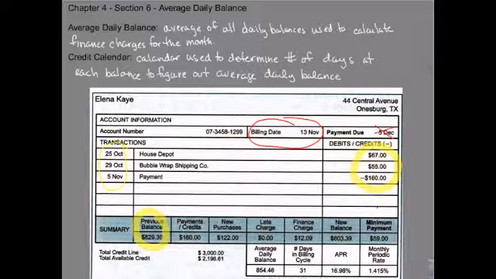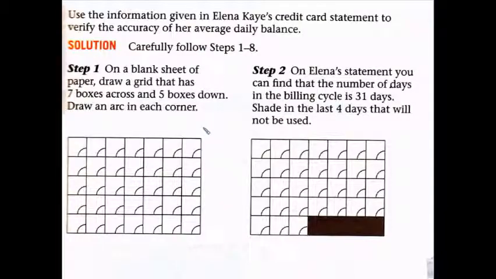We also need to make note of the number of days in the billing cycle. That's very important. We need to know that because that's how many days we have to have on our calendar, 31 days. So we start with a blank calendar, and we put in 5 and 7.